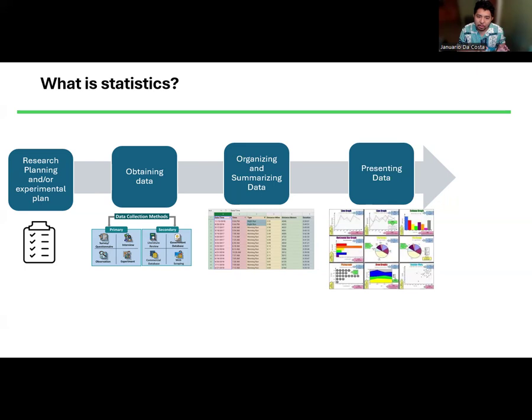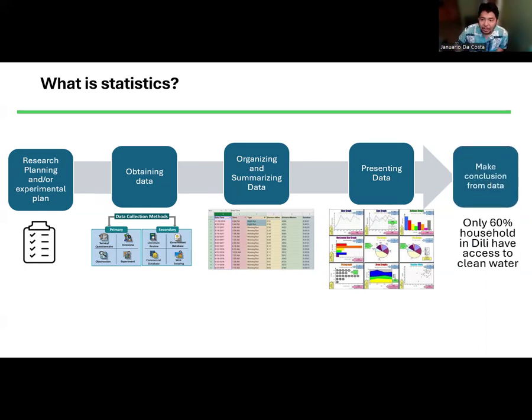Right? Now after you organize and then you summarize and then you present the data, like in beautiful figures or images that can be done. Then after that, you make a conclusion from that data. For example, I can make a conclusion: only 60% of households in Delhi have access to clean water.